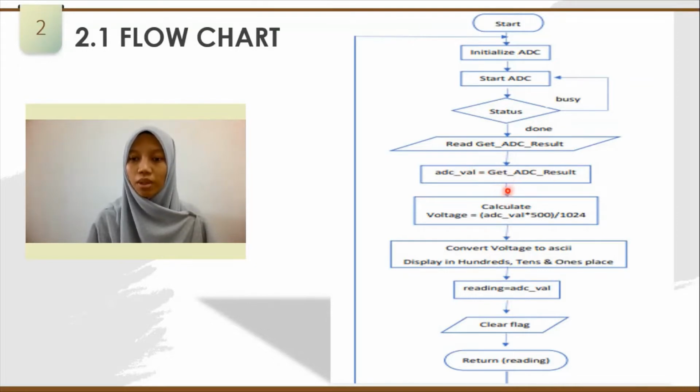Then we will do some calculation for voltage and convert the voltage to ASCII and display it in hundreds, tens and ones place. Then, reading is defined as the ADC value and we will clear the flag and return the reading. We will go to the next instruction.